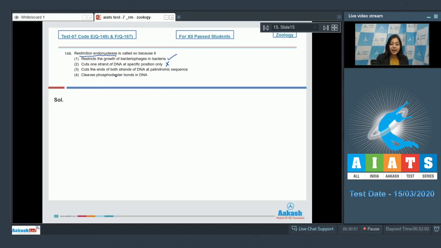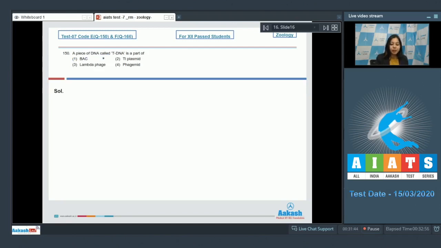Number 3, cuts the ends of both strands of DNA at palindromic sequence. This is also an incorrect statement as endonucleases cut from within the strand whereas the ends of strands are cut by exonucleases. Number 4, cleaves phosphodiester bond in DNA. This is also an incorrect statement as restriction endonucleases are not named so because they cleave phosphodiester bonds in DNA. So the correct answer here becomes option number 1. Move on to the next question.